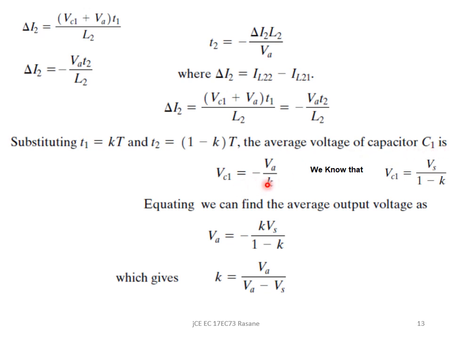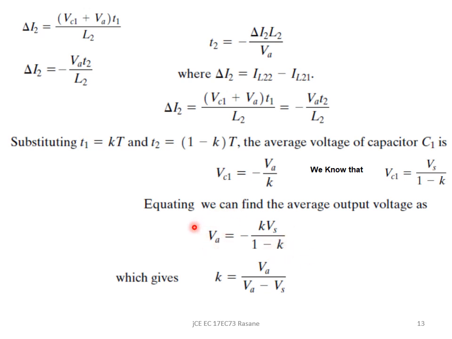So VC1, in this case, I'll get minus VA upon K. And we know that earlier we got VC1 as equal to Vs upon 1 minus K with respect to L1. Now both are VC1, the average voltage across the capacitor C1. Let us equate them, and we will get VA is equal to K into Vs upon 1 minus K, or K becomes equal to VA upon VA minus Vs. Just play with this and substitute this value, and you will be getting VA equal to K into Vs upon 1 minus K.